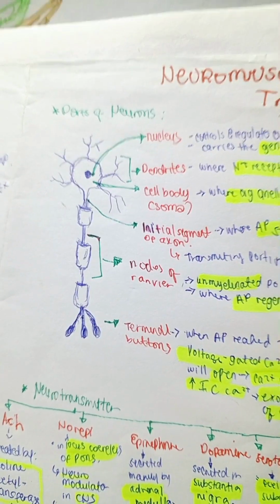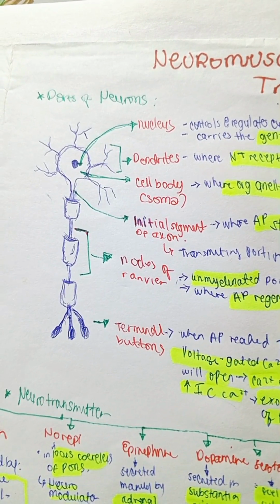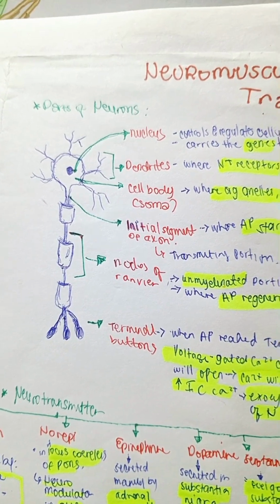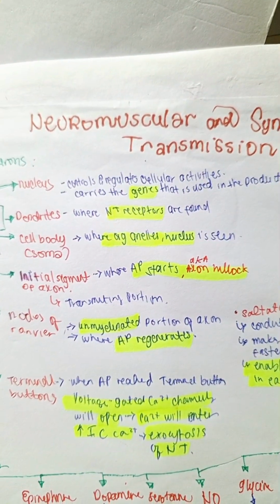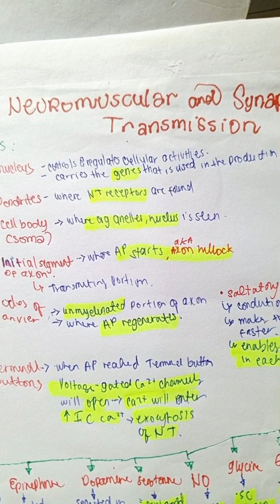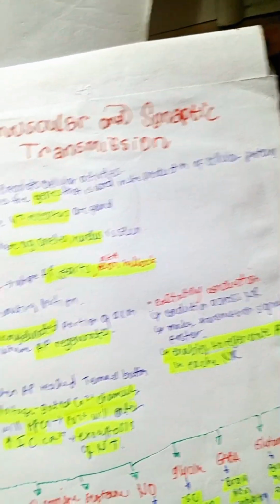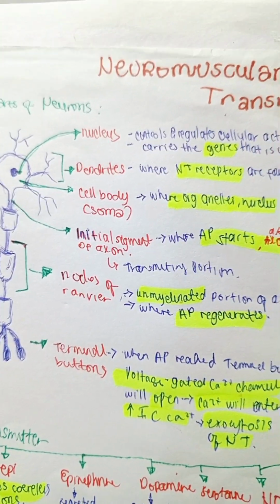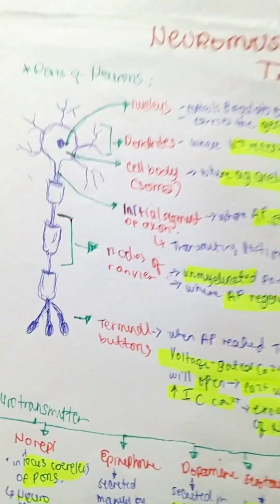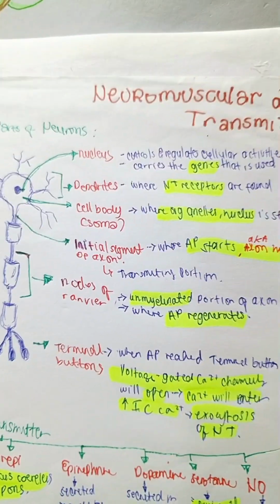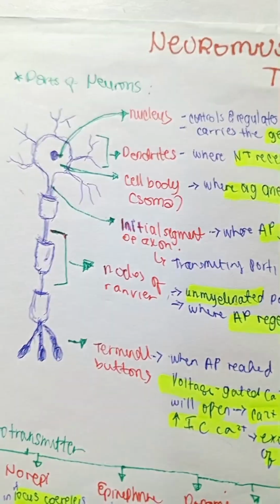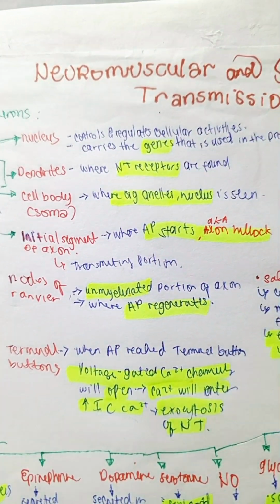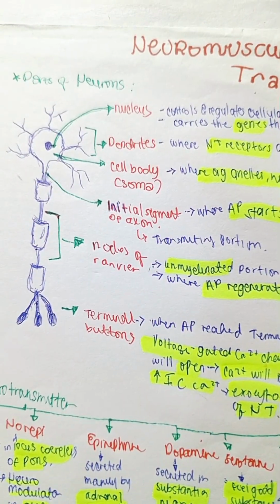Here, let's discuss the parts of the neurons. We have the nucleus, dendrite, cell body, also known as soma, initial segment of the axon, nodes of Ranvier, and the terminal boutons. The nucleus controls and regulates cellular activities, and it carries the genes used in the production of cellular proteins. In the dendrites, we can see the neurotransmitter receptors, and the cell body, or soma, is where the organelles and nucleus are seen. The initial segment of the axon, where the action potential starts, is also known as the axon hillock.